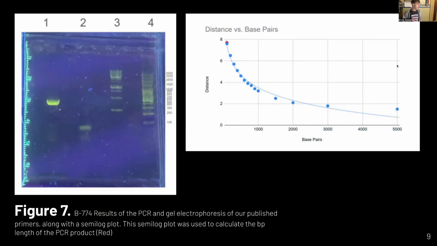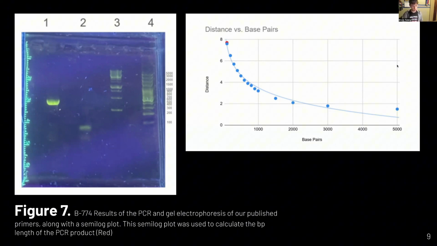All right, so for figure 7, what we're looking at is the results of the PCR and gel electrophoresis of our published primers using our extracted DNA. So the main goal of this was to test our published primers, make sure those work, be able to have a negative control with our extracted DNA, which should be negative, and then also just continue to test our PCR methods to ensure that they work.